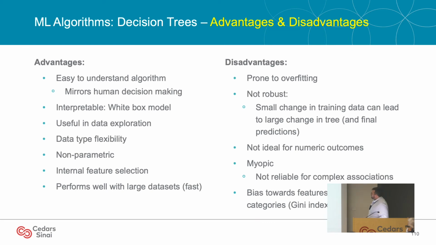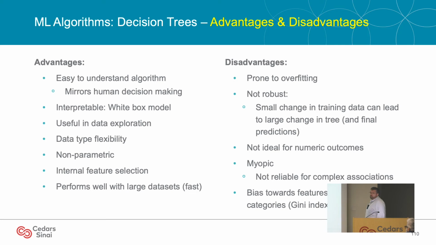Advantages and disadvantages. So advantages, they're an easy to understand algorithm. They mirror human decision making. They're an interpretable white box model. They're useful in data exploration. They have data type flexibility that can handle continuous and categorical variables, and outcomes that are discrete or continuous. They're non-parametric. They don't assume a model configuration, so they're pretty flexible. And they also conduct internal feature selection, as well as performing pretty well with large data sets in terms of efficiency. They're pretty fast algorithms.